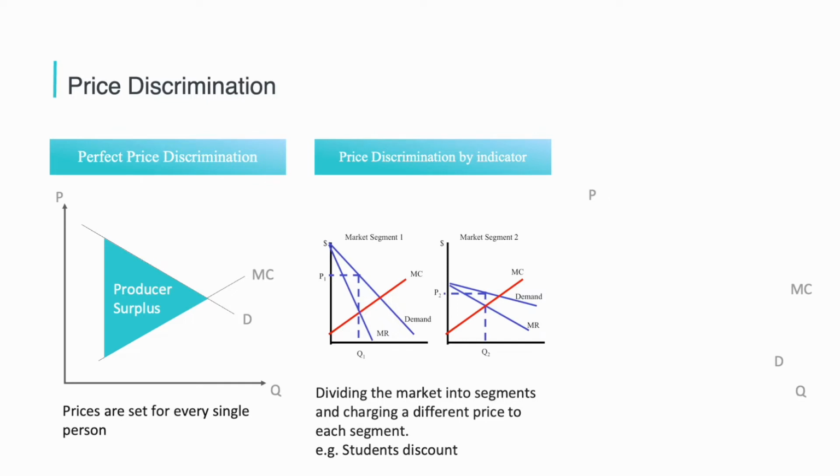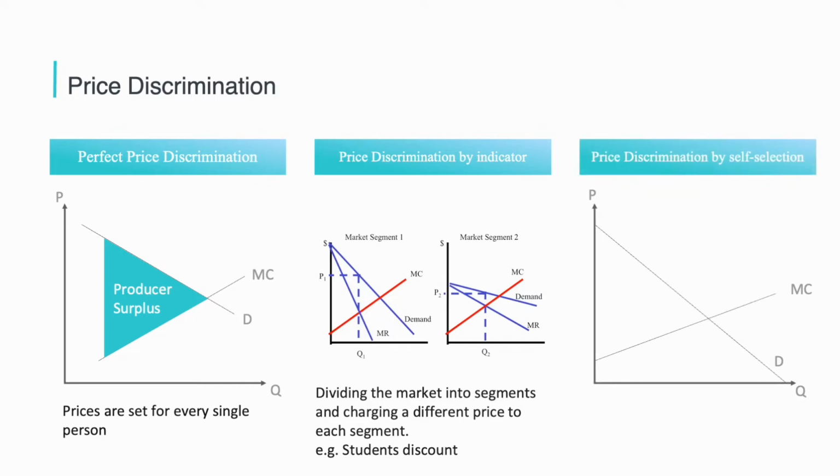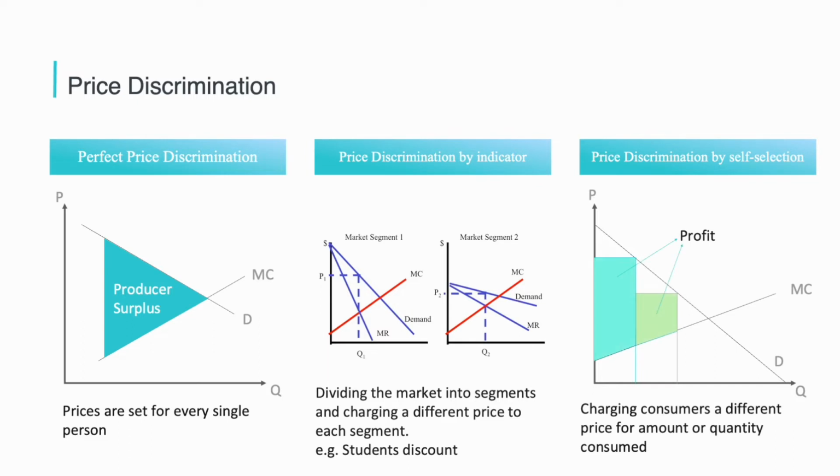And the third graph is the price discrimination by self-selection. In this graph, we can see the firm cannot directly identify market segments. So that leads the firm to make goods with slightly different quality to appeal to different consumers. Or we could say the firm is charging consumers a different price for quantity consumed.